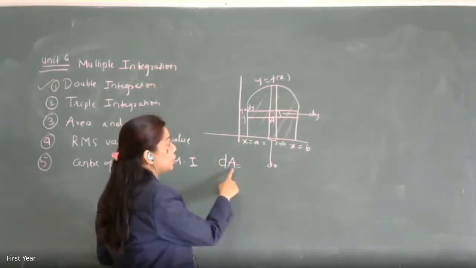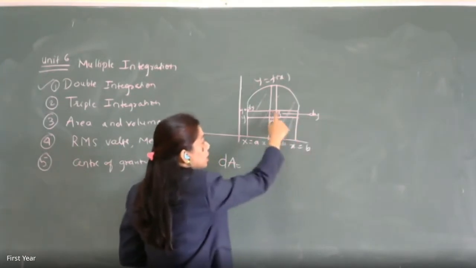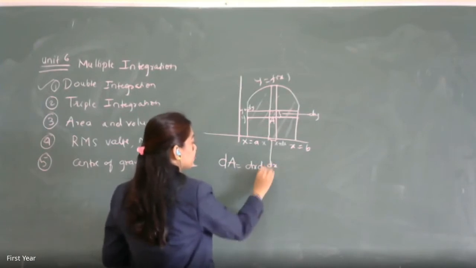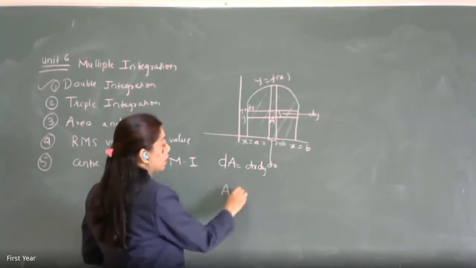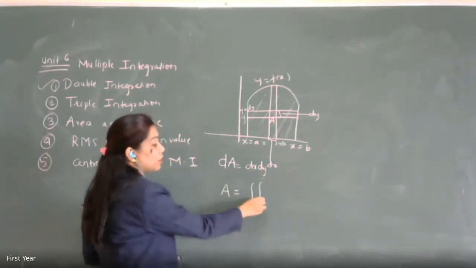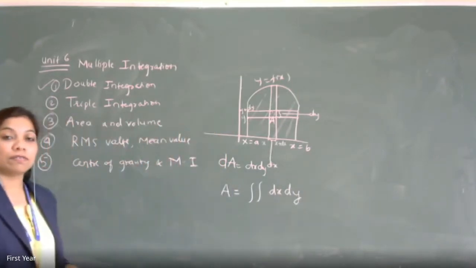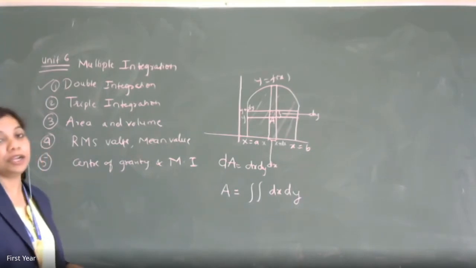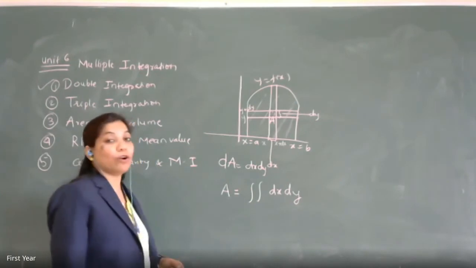If I want to find a small change in area, that will be with respect to a small change in x and a small change in y. This is a small square, so what's the area of that square? dx dy. Therefore the area under the curve, with two variables, is a double integration of dx dy. If I remove the d, I take the integration, so the double integration of dx dy will be your area A.